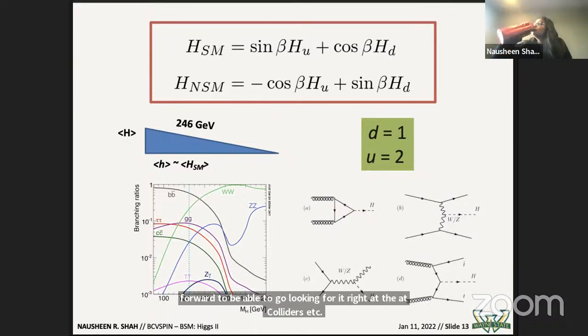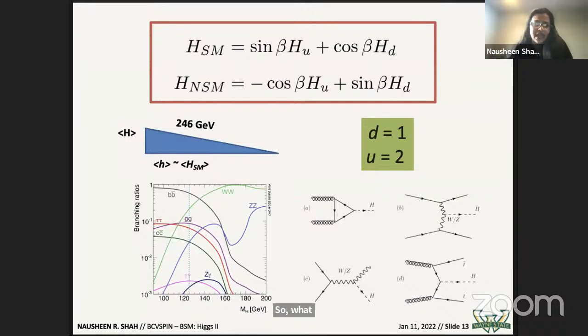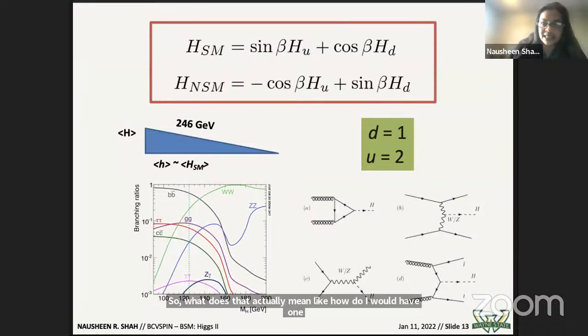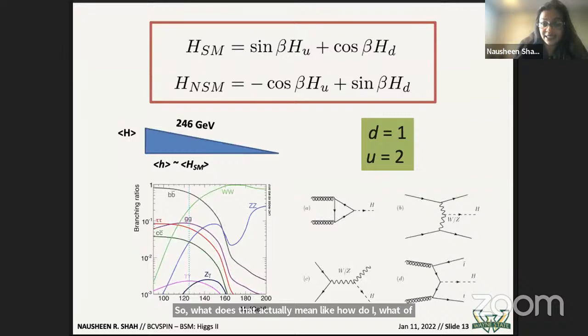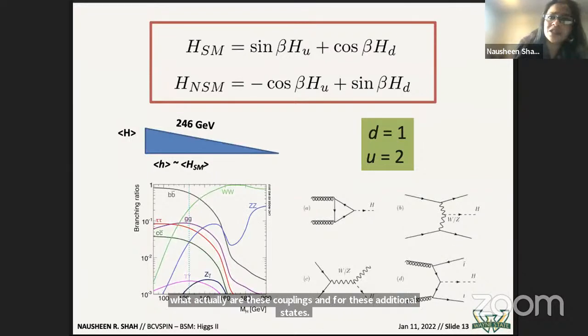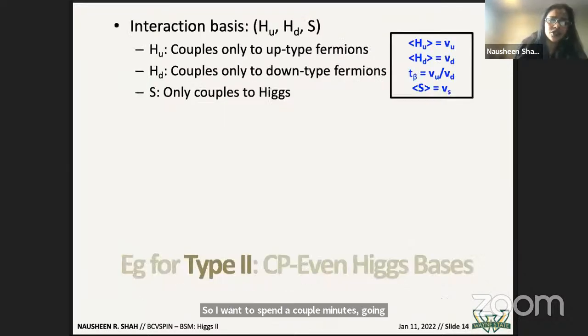So what does that actually mean? What actually are these couplings then for these additional states? I want to spend a couple of minutes going through that. So as an example, let's look at the type 2 models, okay?